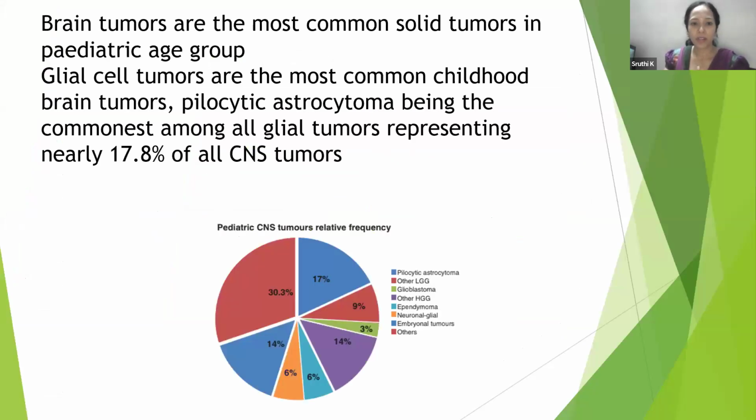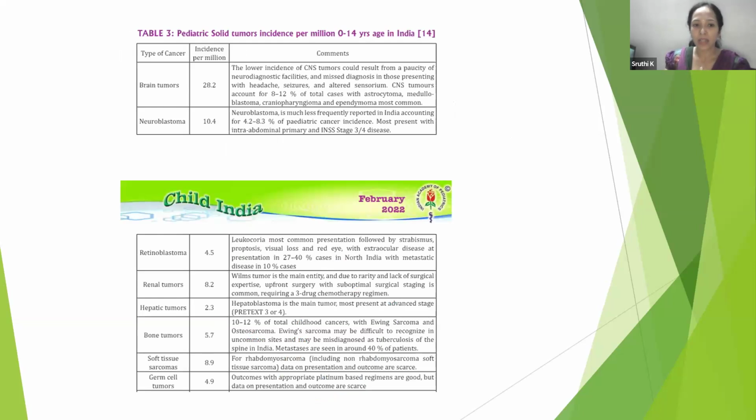As we all know, brain tumors are among the most common solid tumors in the pediatric age group. Even when we see the frequency of pediatric CNS tumors, glial cell tumors, especially pilocytic, are among the commonest, comprising almost 17.8% of all the CNS tumors, followed by other low-grade gliomas and then ependymal tumors. In India as well, brain tumors take up almost 28.2 incidents per million, which is quite a huge number.